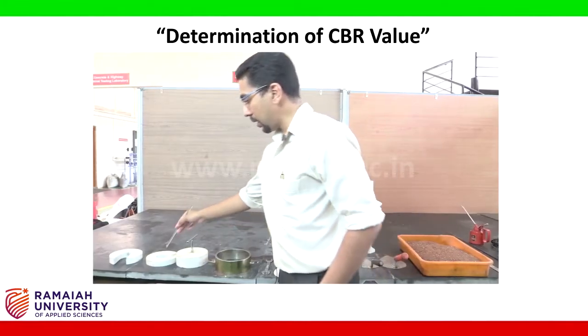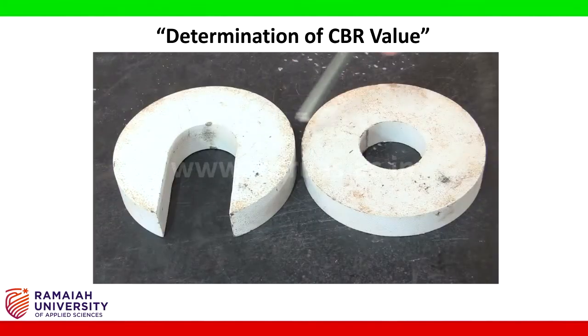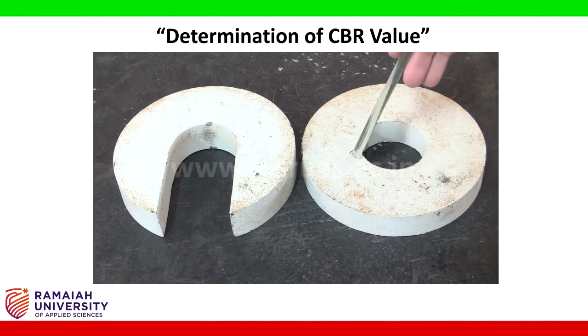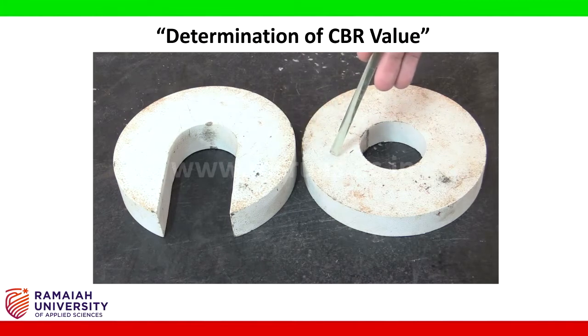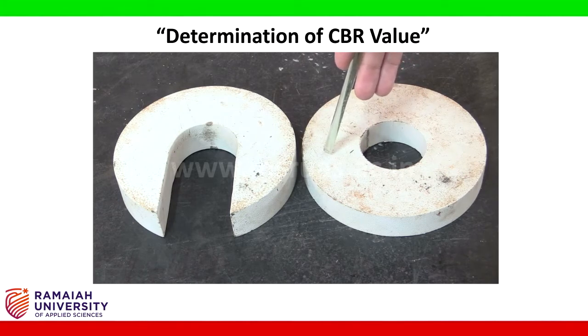And then the surcharge weights. These are the surcharge plates with approximate diameter 148 mm and with a central opening of diameter 53 mm. The approximate weight of these two plates would be 2.5 kilos each, and these are required to simulate the overburden pressure that we actually see at the site because of the overburdened soil.